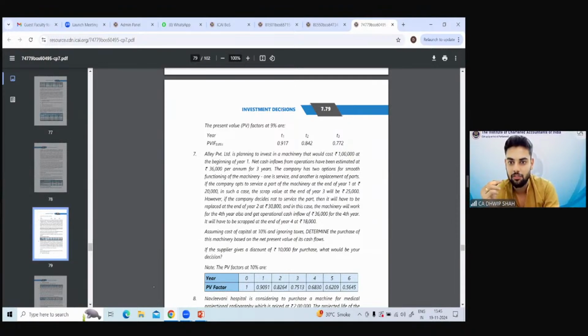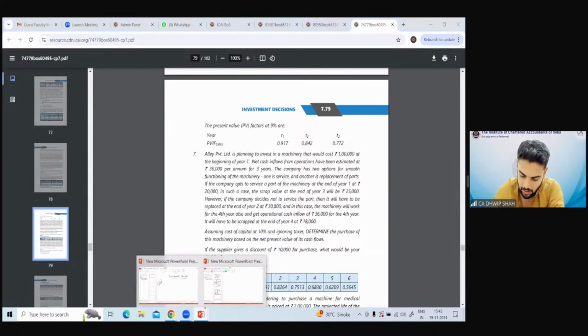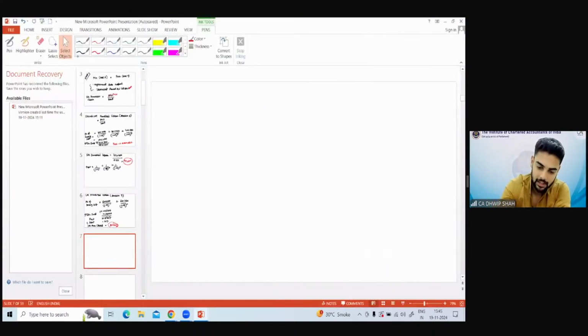determine the purchase of machine based on the NPV of its cash flow. So we have to calculate. See, they have asked to calculate NPV and to determine whether the company should opt for servicing or replacing the part. And then if the supplier gives a discount of 10,000 for purchase, would your decision change? Okay. So here, primarily, we have to evaluate two projects.